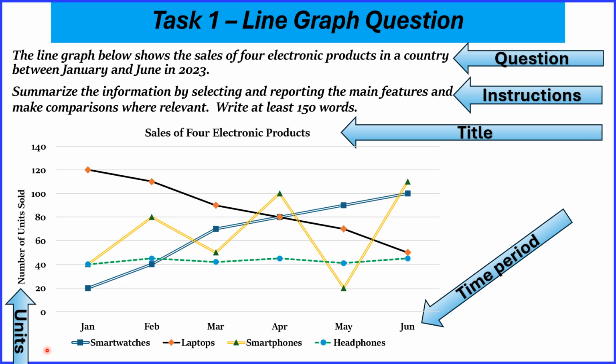Finally, let's look at the legend. The legend tells us what each line on the graph represents. In this case, the 4 products are smartwatches, laptops, smartphones, and headphones. Each product is represented by a distinct line on the graph, and the legend helps us identify which line corresponds to which product. This makes it easier to analyze individual trends and comparisons.